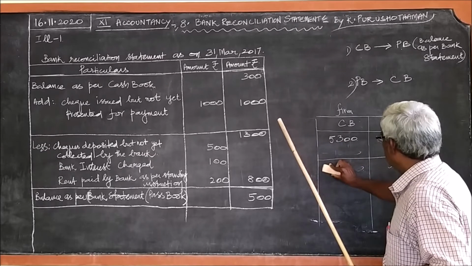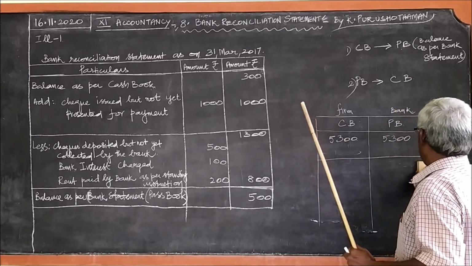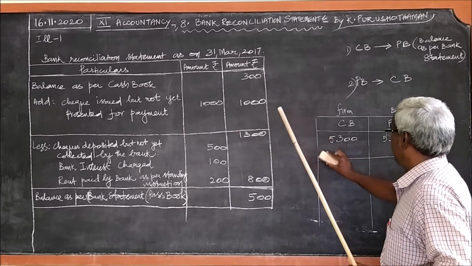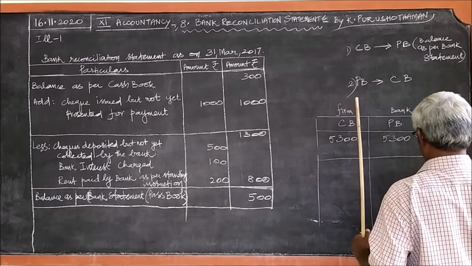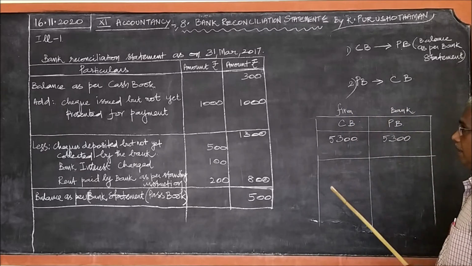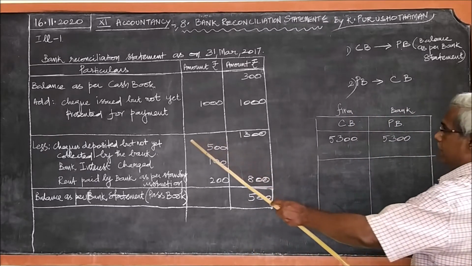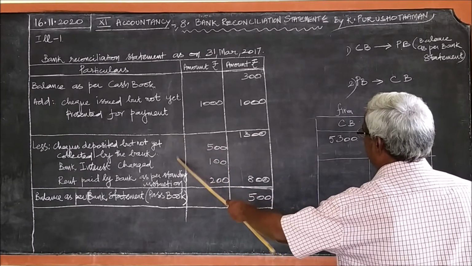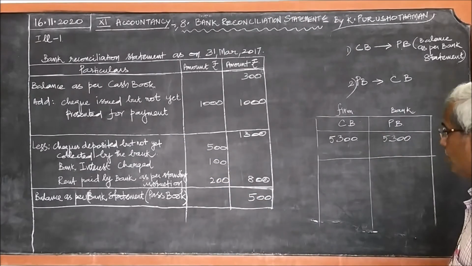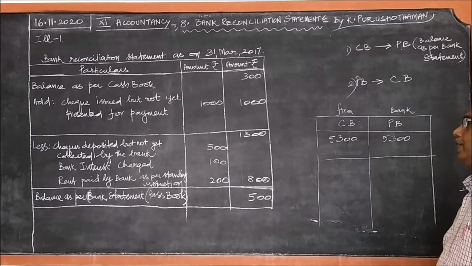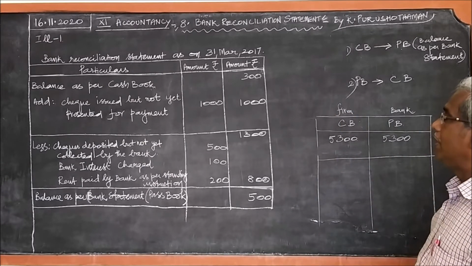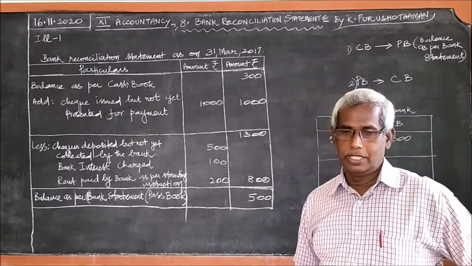In the beginning, the cash book balance and the passbook balance remain the same, say for example, 5,000. Checks deposited but not yet collected by the bank. This transaction you should understand. Checks deposited. What type of checks are deposited?